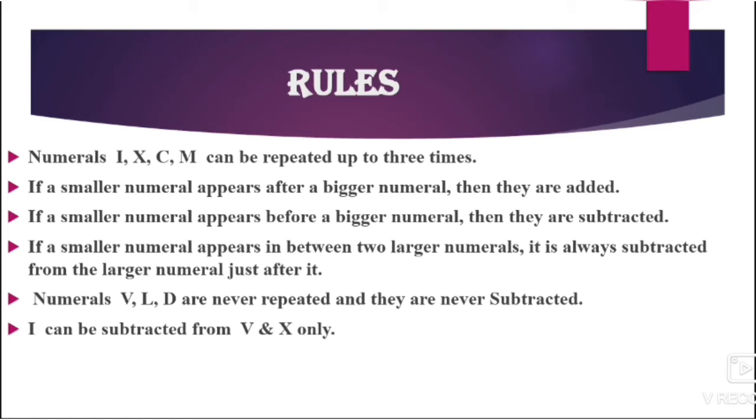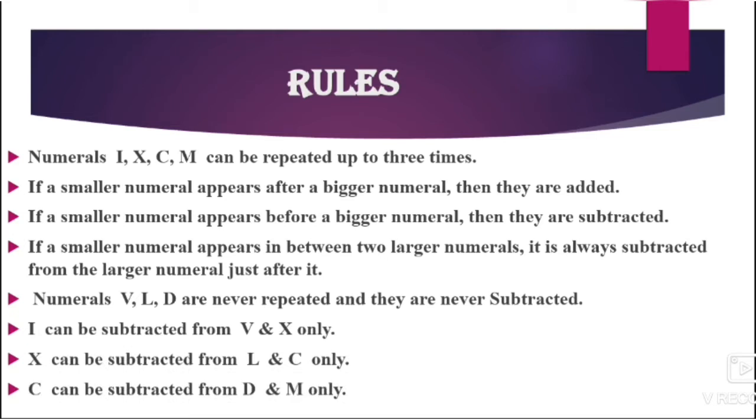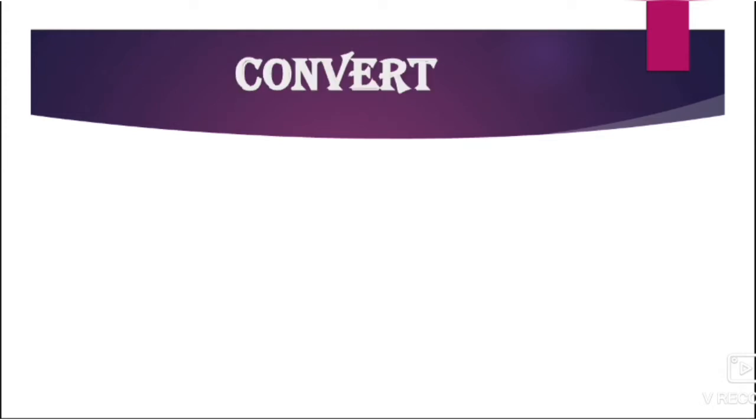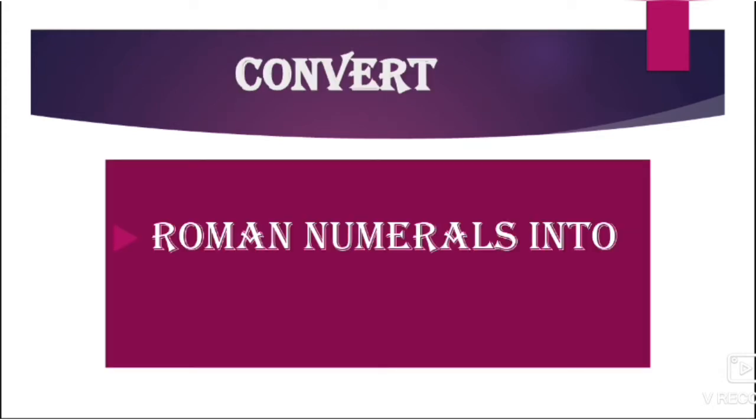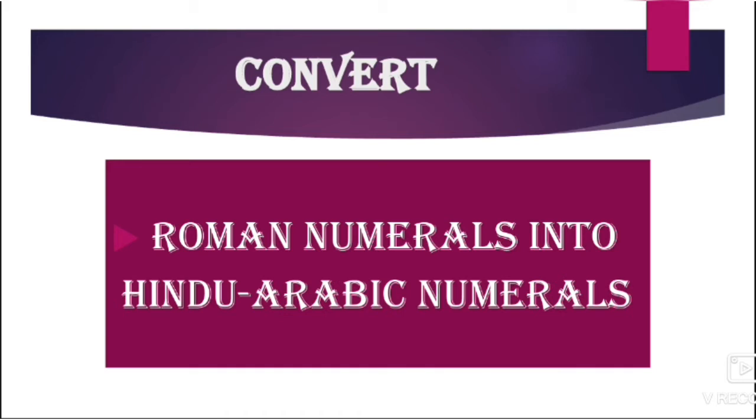I can be subtracted from V and X only. X can be subtracted from L and C only. C can be subtracted from D and M only. Now, let us see how to convert Roman numerals into Hindu-Arabic numerals.